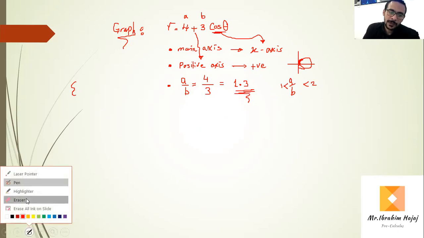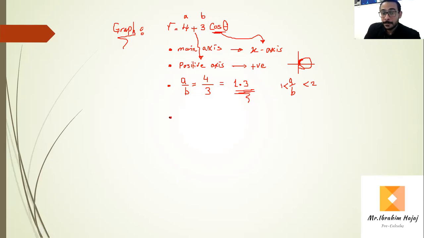What kind of limaçon equation do we have? Dimpled, right? Limaçon dimpled. Dimple the curve. How to graph?